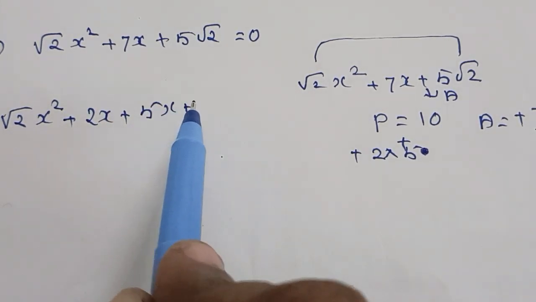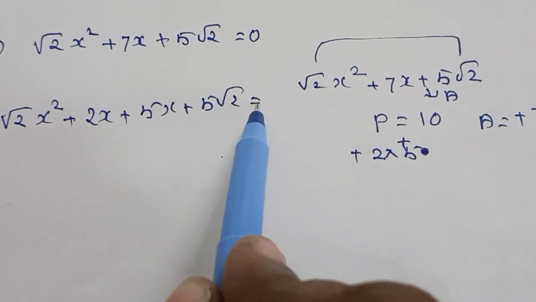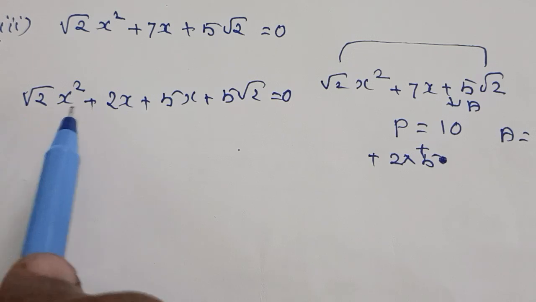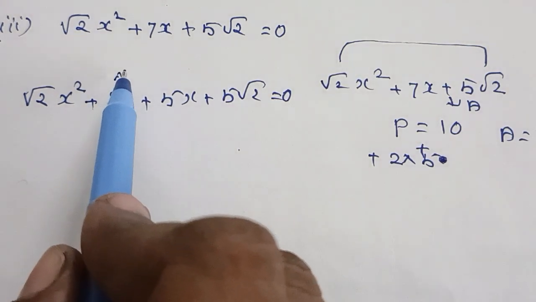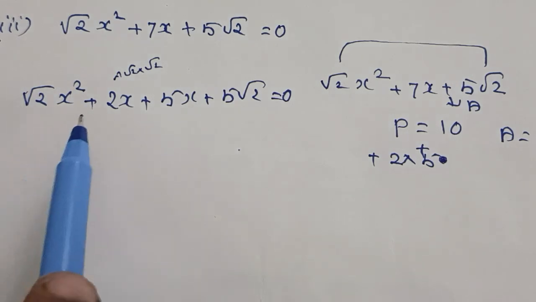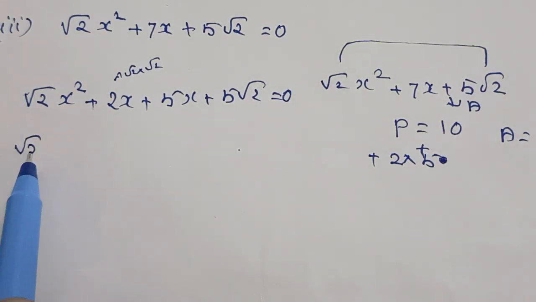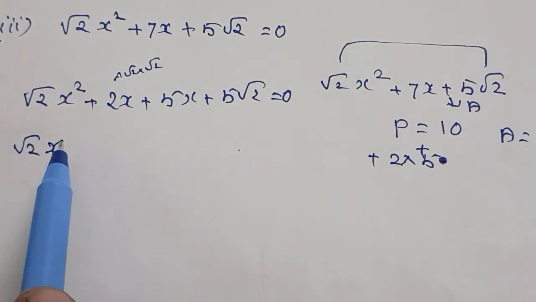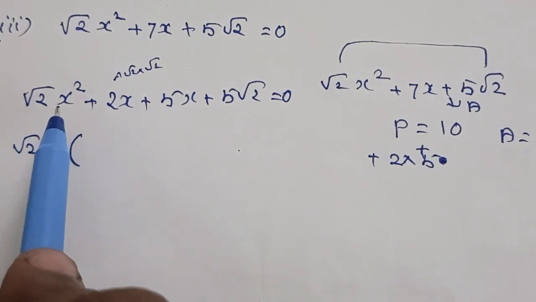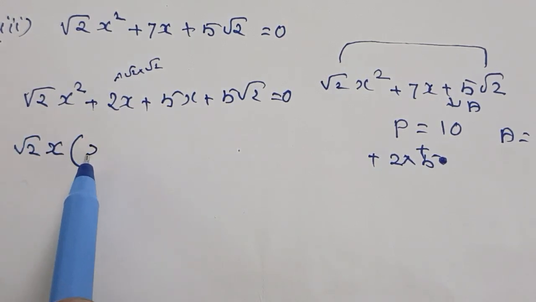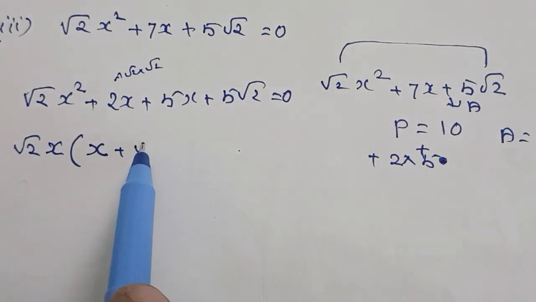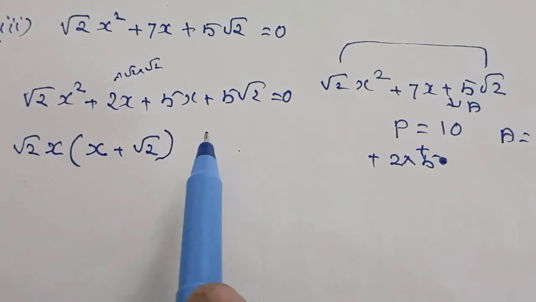5x plus 5 root 2 is equal to 0. Taking common factor here, root 2 and 2. 2 is the same as root 2 into root 2, isn't it? Therefore, by taking root 2 outside, and in x square and x the common factor is x, root 2x. Taking root 2x as common factor, when you divide the first term, only x remains. Plus, here 1 root 2 will be there, x plus root 2.